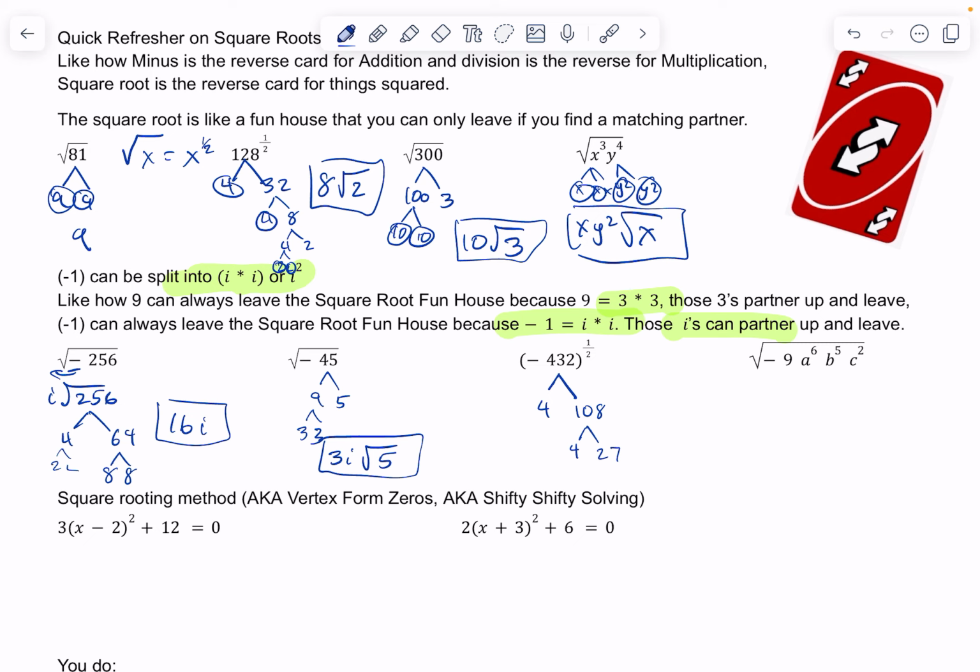27 is, there's a 3s, there's a 9 and a 3. And okay, so I know this goes 3 and 3, and that means I'm gonna be left with 12i square root 3. Paired up. Sadly, that 3 did not have a pair.